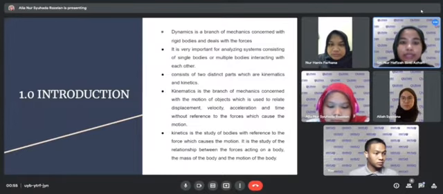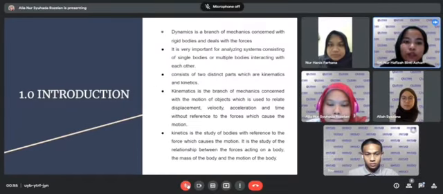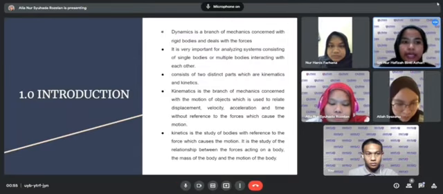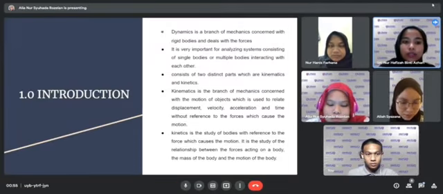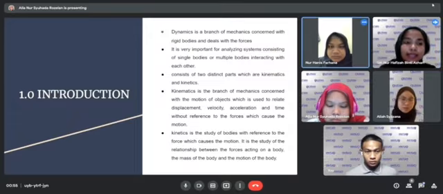Other than that, dynamics allows the movement of objects to be predicted under the influence of different forces such as gravity. In addition, it can also be used to predict the movement of planets in the solar system. Another example is the time it takes for a car to brake until it stops. Therefore, there is nothing in this world that can be analyzed without using the concept of dynamics. It also consists of two distinct parts, which are kinematics and kinetics.